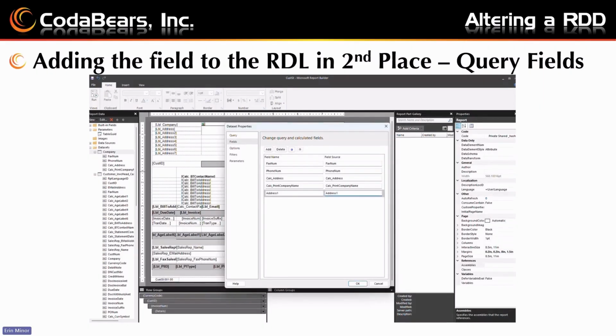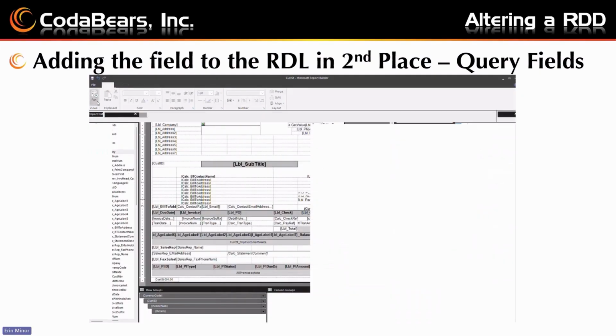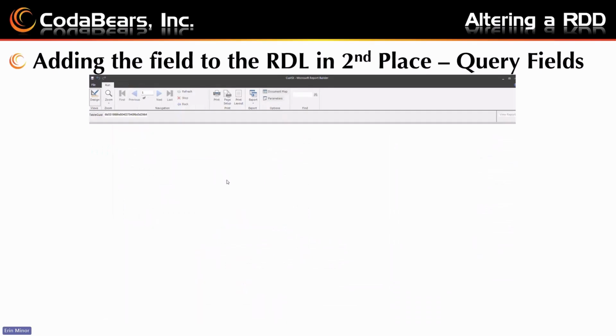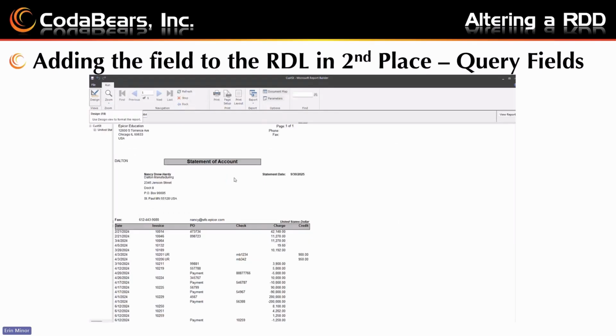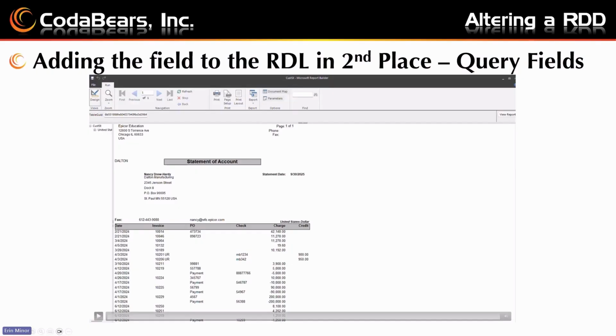Field source needs to be the same name as whatever it's named in the query, but you can change field name to whatever you want it to be. So now you can see that address first is in there, and then you want to test to make sure that you didn't, once again, spell anything wrong, put a space where you shouldn't have, or a weird period, any of that kind of stuff. That's why this GUID testing is really good.